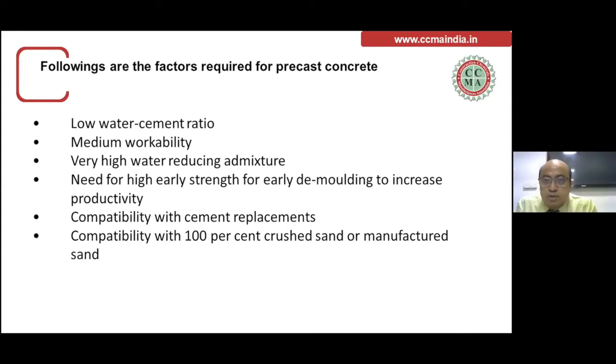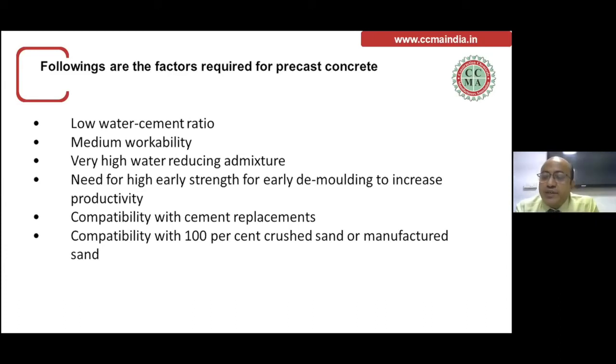And compatibility with cement replacement. So it is not only cement; there are other cementitious materials except cement. So that should be compatible with the mix design, and compatible with 100% crushed sand or manufactured sand. So these are the minimum things required for precast concrete.